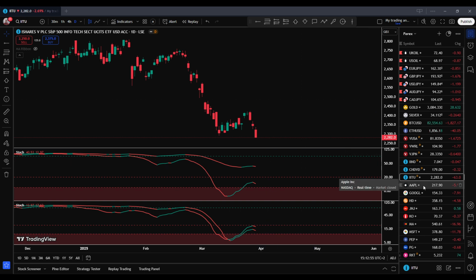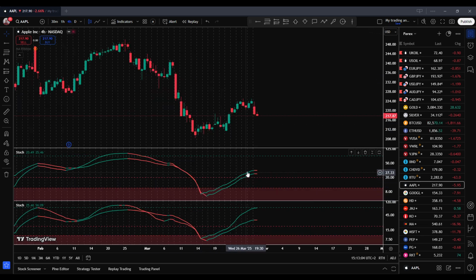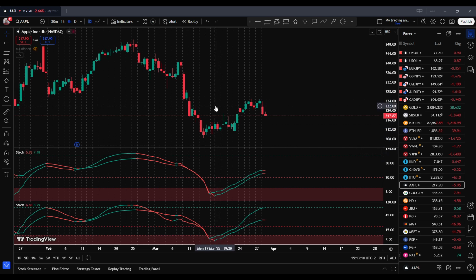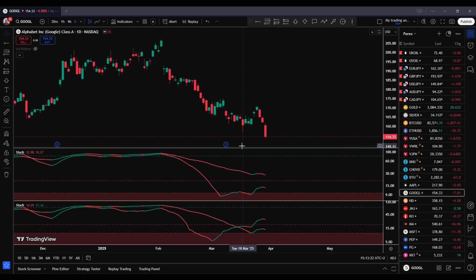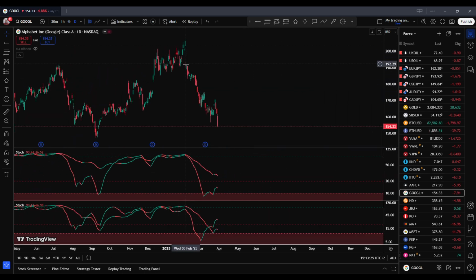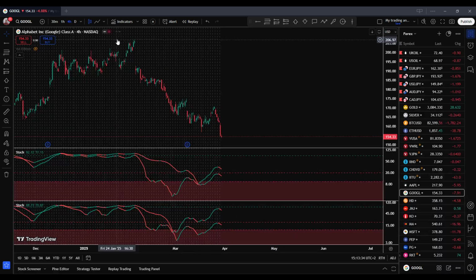Now let's look at the stocks which I like. Apple is the first one. On the 4-hour, nothing. Price was in the oversold zone, but without an investing signal. Still waiting for a new one. On the daily, nothing interesting. Google fell down very strongly, but still waiting for oversold on the 4-hour and on the daily.